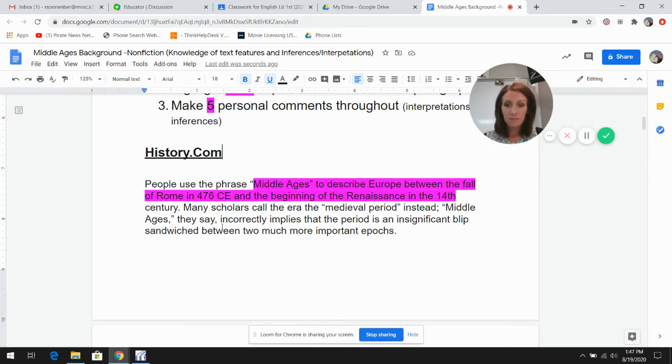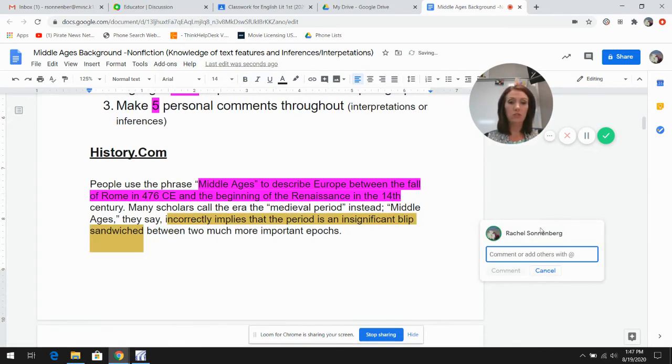So when it says "incorrectly implies that the period is an insignificant blip sandwiched," that language, the language that the author decided to use, is meaningful. So I took this whole thing and I am going to want to make a comment on it. So I highlight it and hit the little plus sign. I know I went fast there and I apologize.